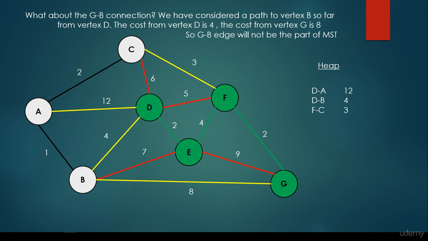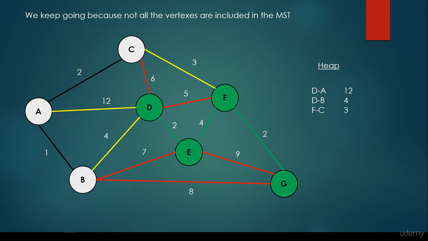It is B, so what about the GB connection? We have considered the path to vertex B so far from vertex D, and the cost from vertex D to vertex B is 4. The cost from vertex G to vertex B is 8. So that's why the GB edge will not be part of the minimum spanning tree. Okay, so we keep going because we haven't visited all the vertices in the graph.